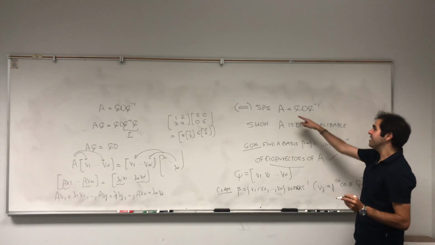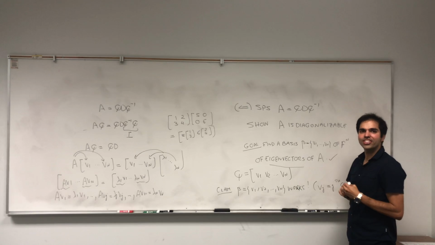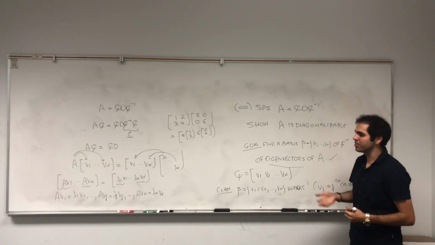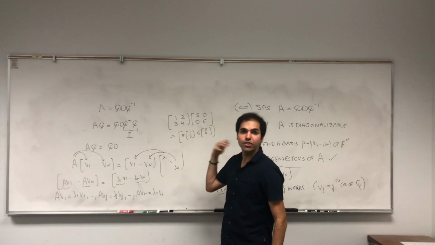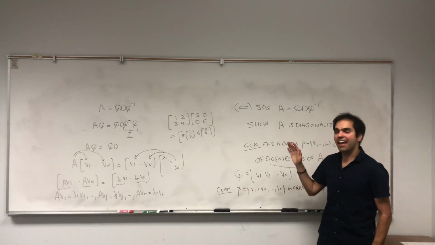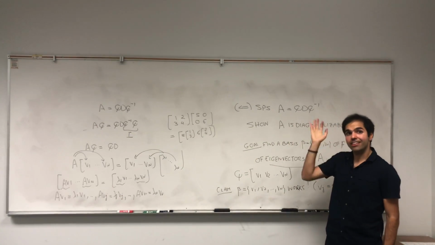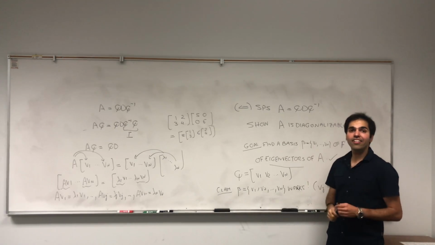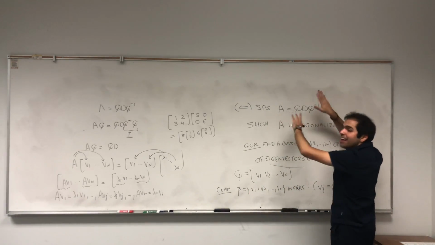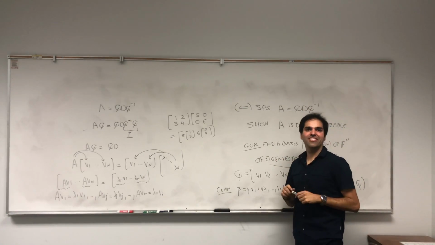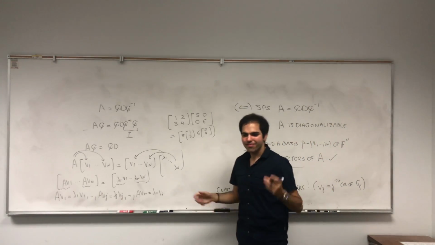So surprisingly, if we have this decomposition, A is Q D Q inverse, we indeed get that the columns of Q are the eigenvectors and that the diagonal entries of D are the eigenvalues. So it turns out this decomposition has a lot of info also about the geometry of A.